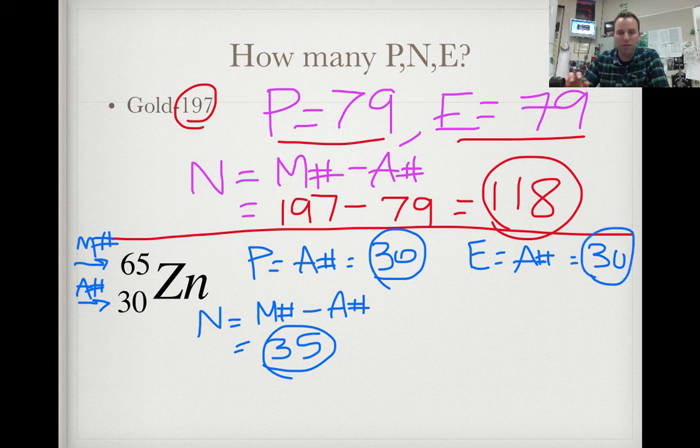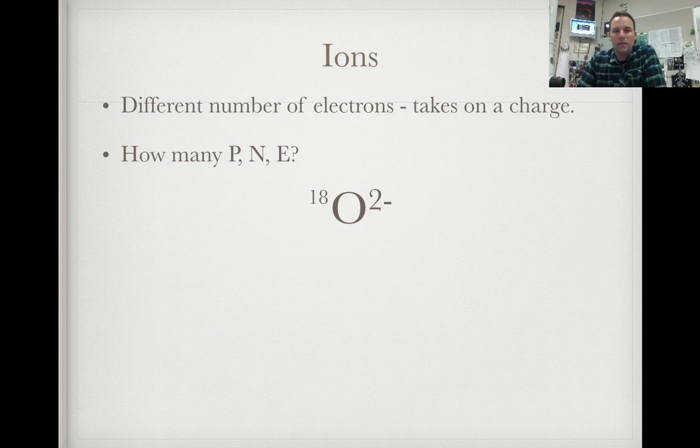So that's how you're going to figure out the number of protons, neutrons, and electrons for each type of atom, whether it's given to you in the word format or in the symbolic format. Ions are when you change the number of electrons. Remember, if you change the number of protons, you're changing the element. If you change the number of electrons, then something is going to take on a charge.